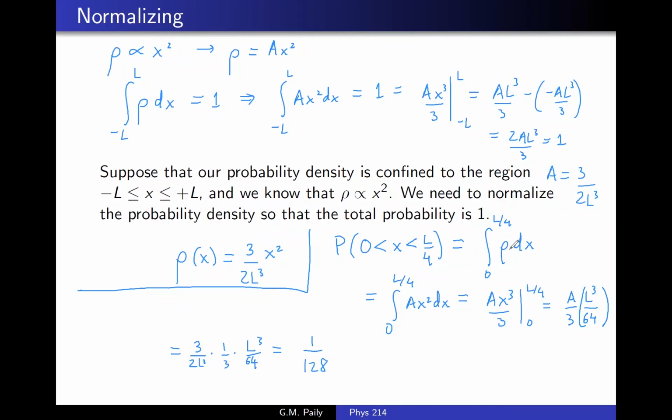So this is how we deal with continuously varying functions, continuously varying probabilities. You define a probability density and integrate over the relevant space to normalize your probability density, and then over whatever region you need to figure out the relevant probability.